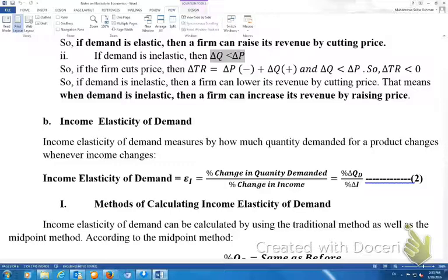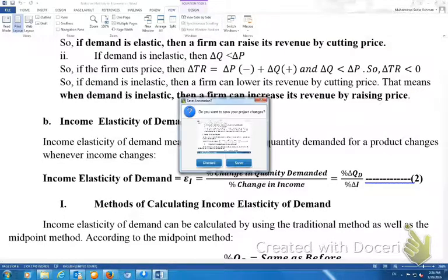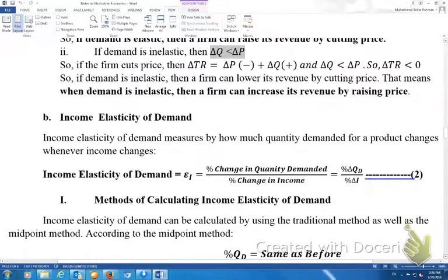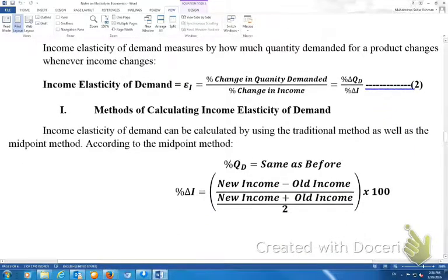So mathematically, income elasticity of demand is usually indicated by epsilon EI, which is measured as follows. You find the percentage change in quantity demanded in the numerator, you find the percentage change in income in the denominator, you take the ratio and you get the income elasticity of demand. Now the method of calculating income elasticity of demand is very similar to the price elasticity of demand concept that we looked at before, which means that we can either use the traditional method or the midpoint formula method. They are going to be very similar.